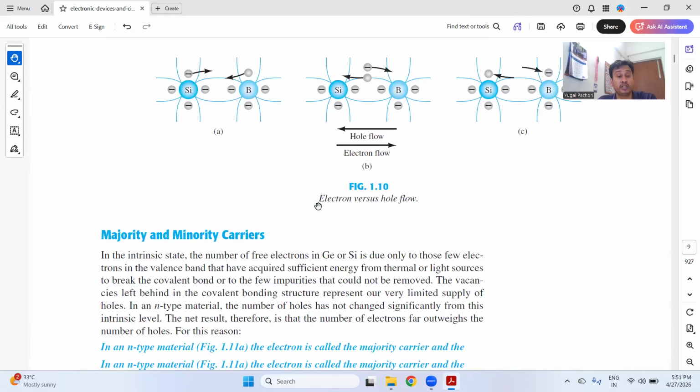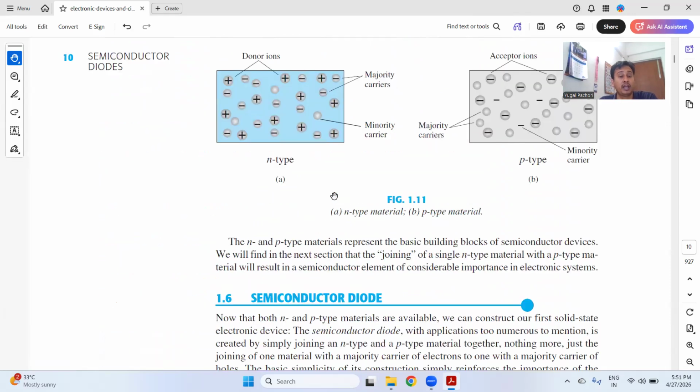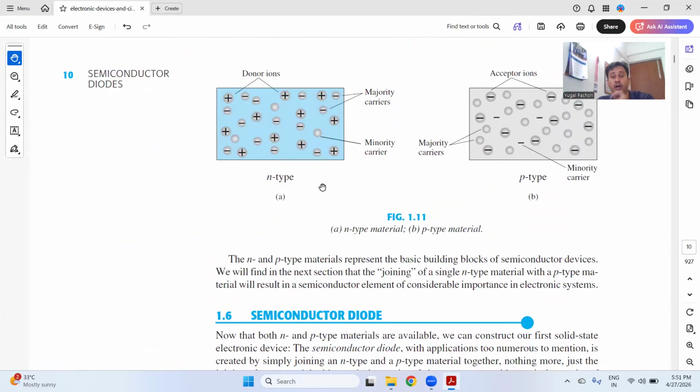Now, one of the important things is this majority and minority charge carrier concept. Just look at this particular diagram. This is n-type and this is p-type. You can see this is in blue color and this is in gray color. This blue color has electrons, and I told you it has donor ions, and the charge of the donor ion will be positive because it has a tendency to donate the electrons. So this minus sign is the electron and this plus sign is the donor ion. So the electrons are the majority charge carriers and the holes are the minority charge carriers.